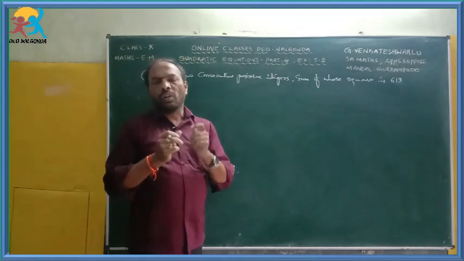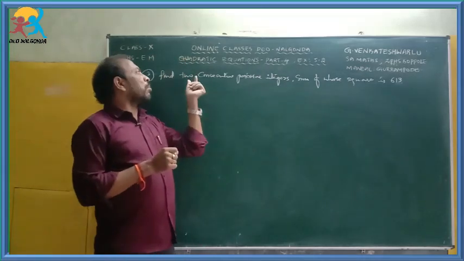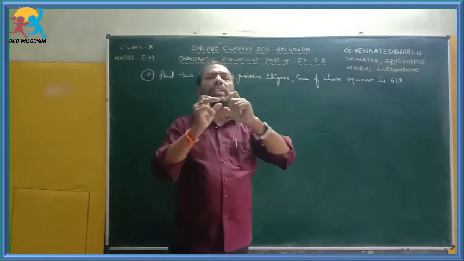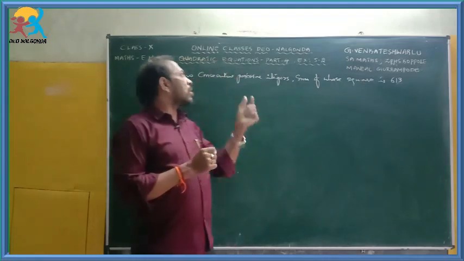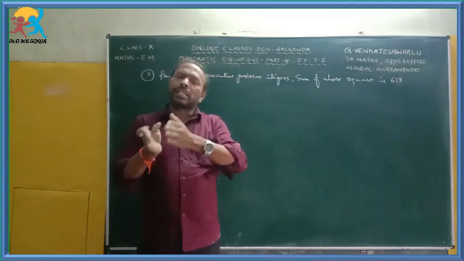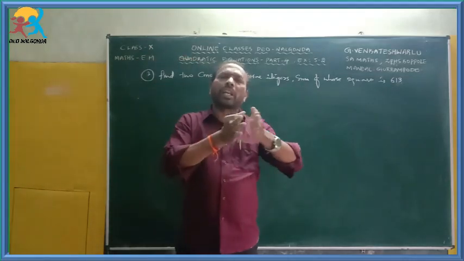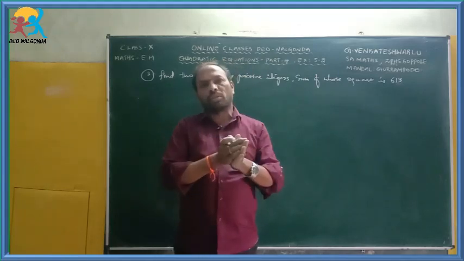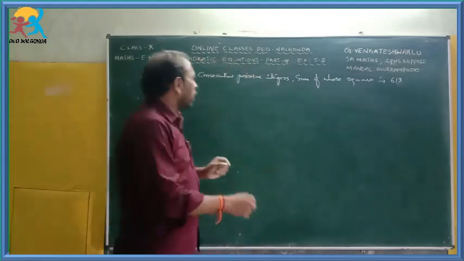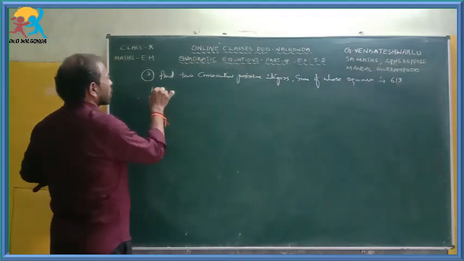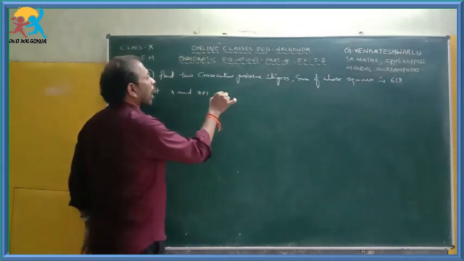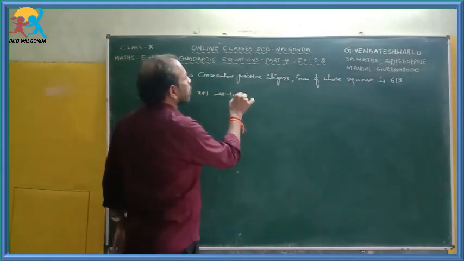Look here, Nana. What is given in the problem? The sum of squares of two positive integers is 613, and they are consecutive positive integers. 3, 4 are consecutive, 6, 7 are consecutive, 10, 11 are consecutive, 1, 2 are consecutive. The difference between two consecutive integers is 1. That's why let x and x plus 1 be two consecutive positive integers.